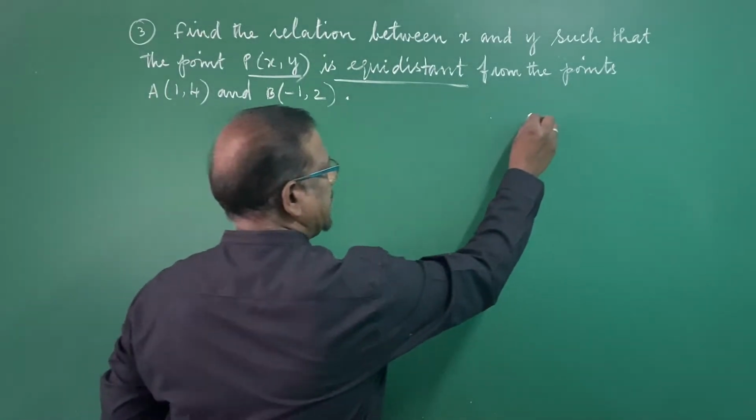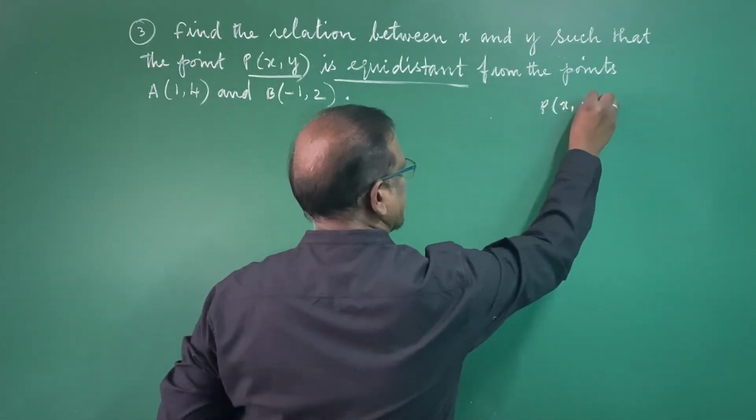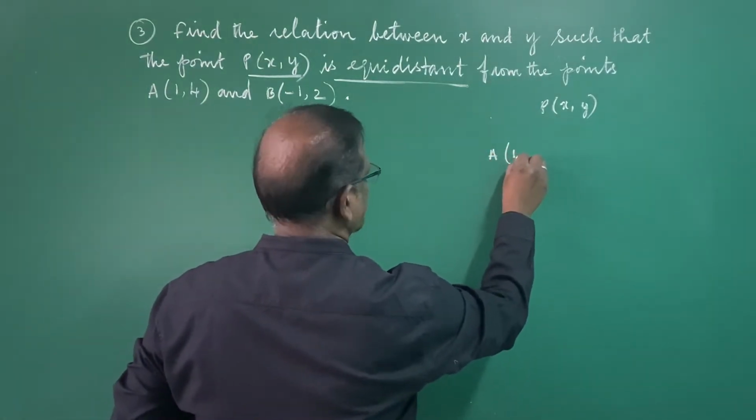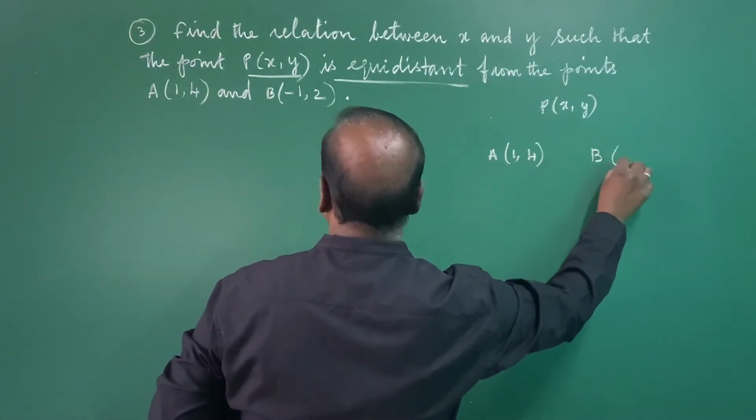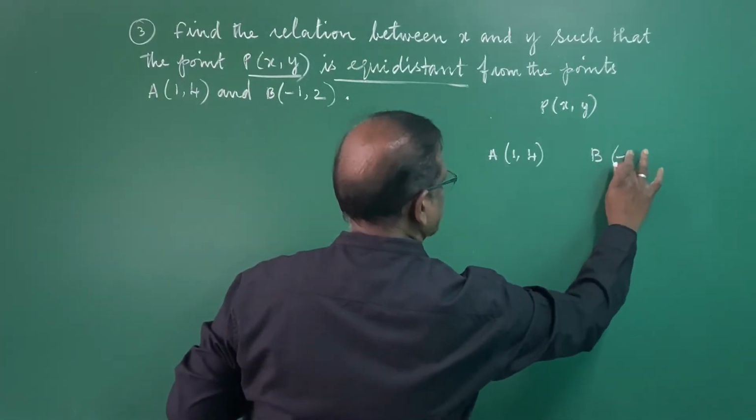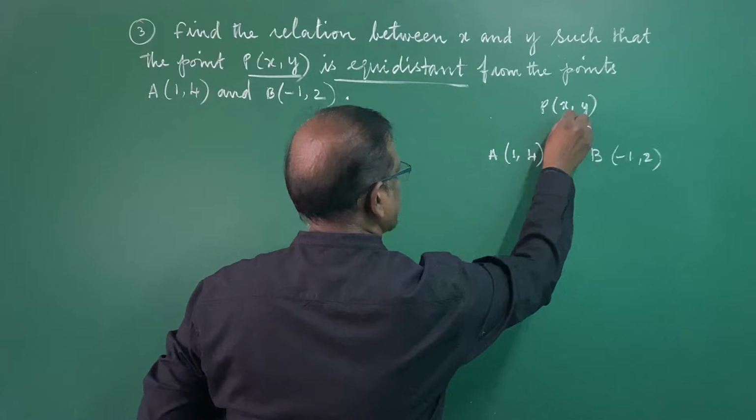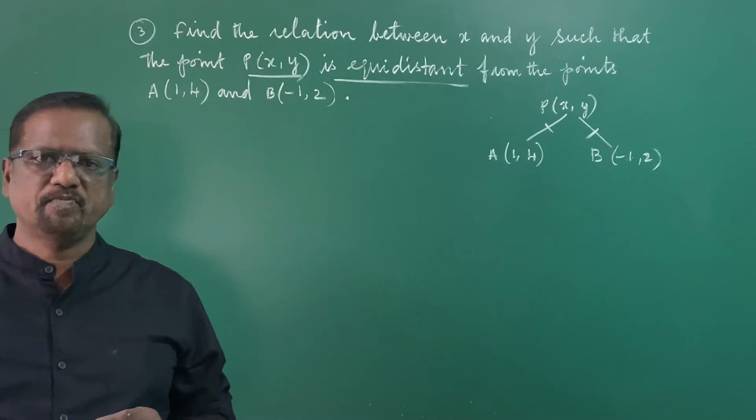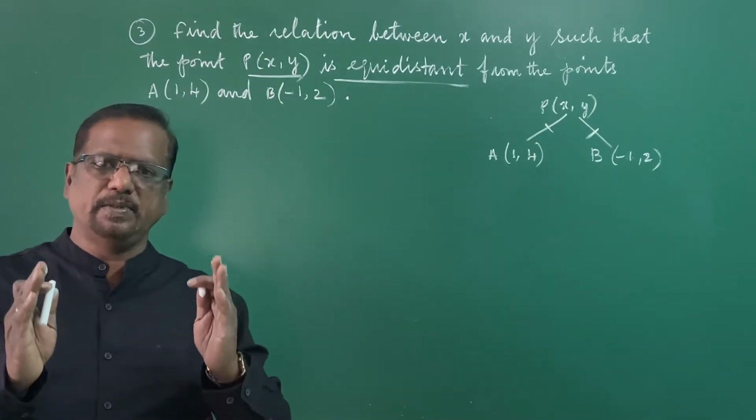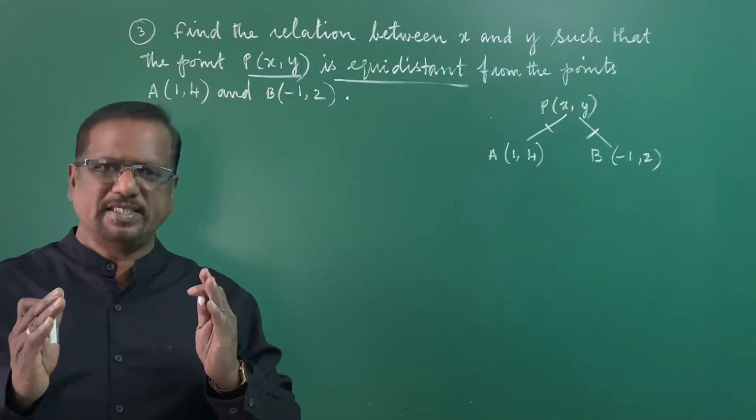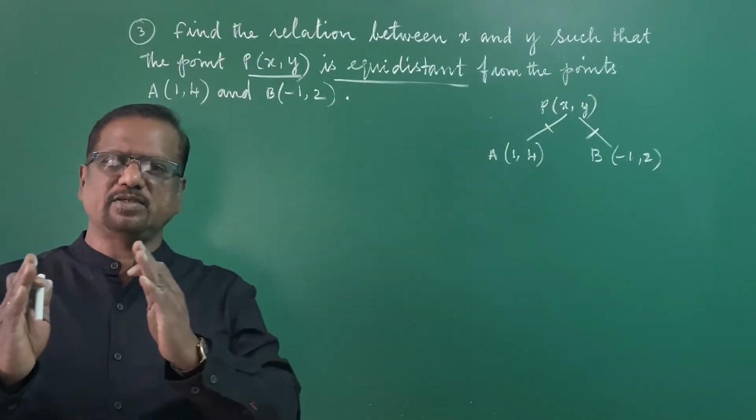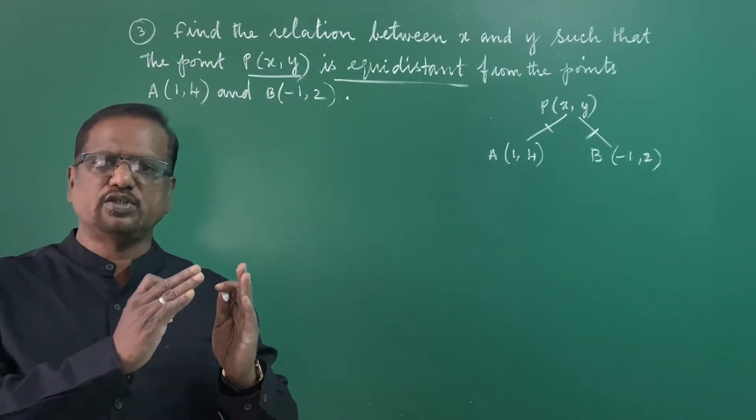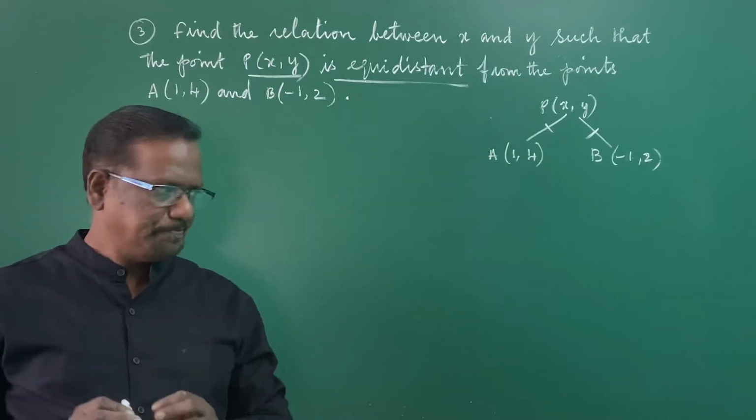That is, if I take the point (x, y) somewhere in the coordinate system, and A is (1, 4) and B is (minus 1, 2), then PA is equal to PB. That is the very important concept that you have to understand. That is, PA is equal to PB. In other words, P is equidistant from the two given points A and B.